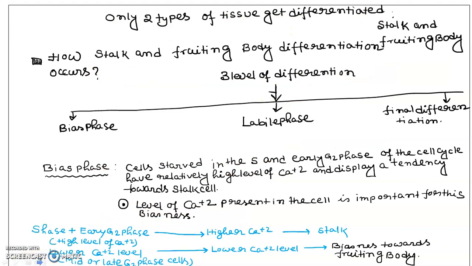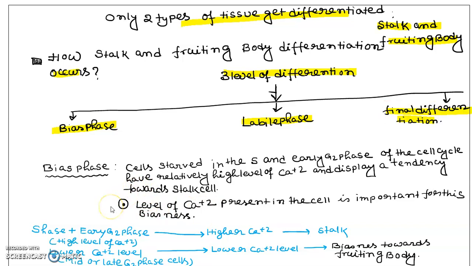Now we'll see which part will become the stalk and which part the fruiting body, and how this differentiation occurs. Only two types of tissue get differentiated: one is the stalk, another is the fruiting body. Now, how does stalk and fruiting body differentiation occur? Three levels of differentiation are there: one is the bias phase, the second is called the labile phase, and the third is called final differentiation.